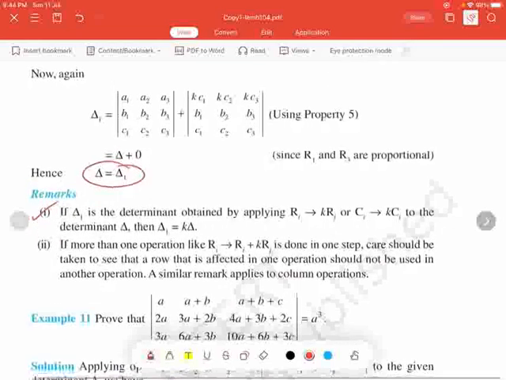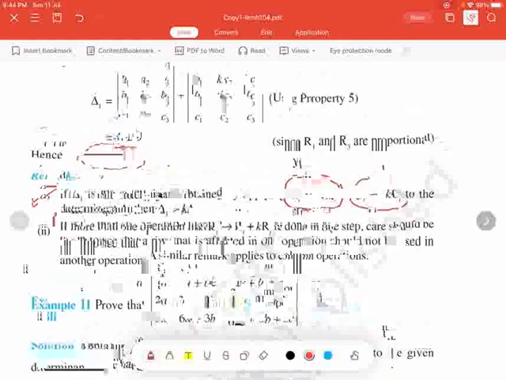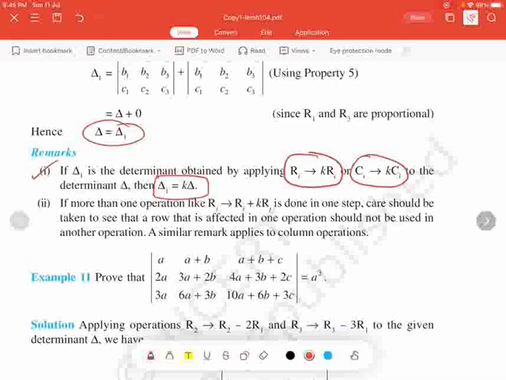So if you multiply any row by any scalar, here this is Ri implies K times Ri, Ci implies K times Ci, then if in this condition Ri implies Ri plus K Rj.